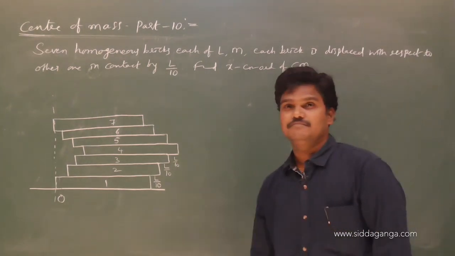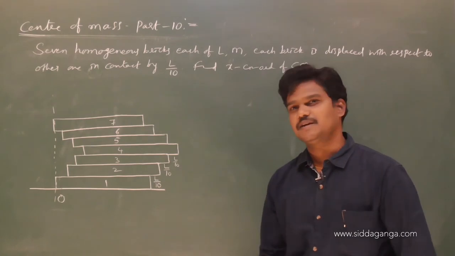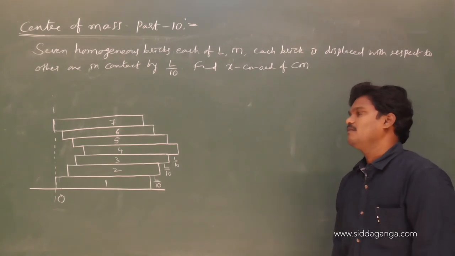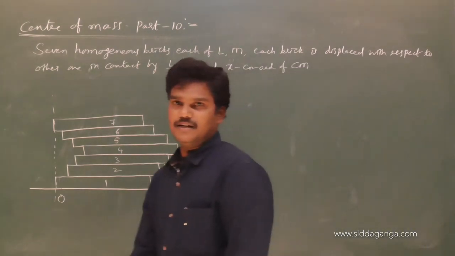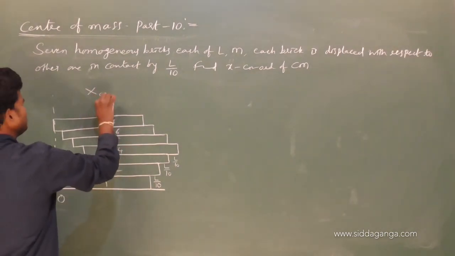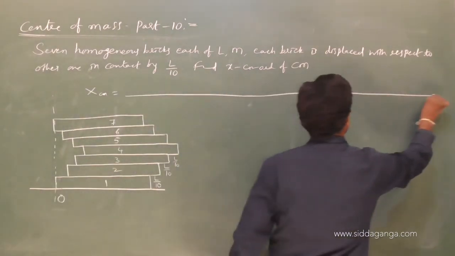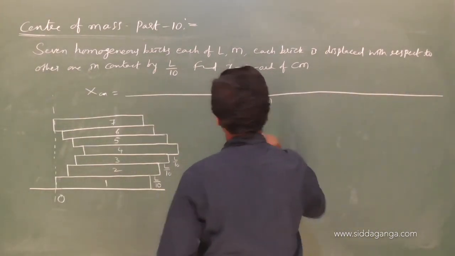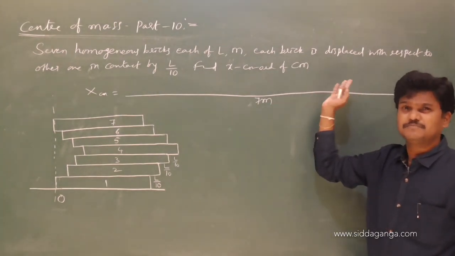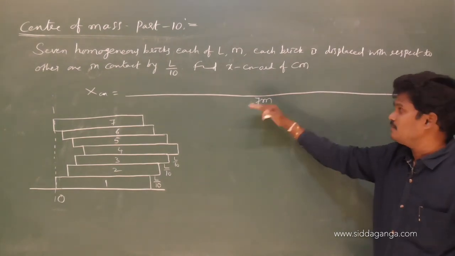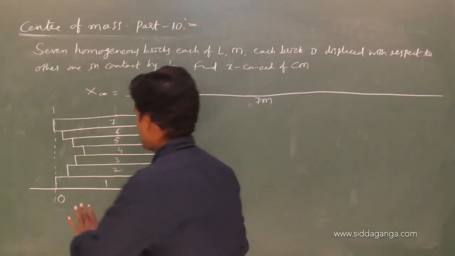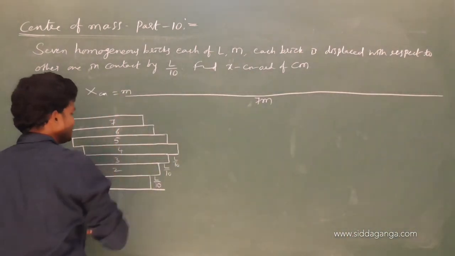There are 7 bricks, identical bricks. Each has mass m and length l. Now let me write xcm directly. How many masses in total? 7m, 7 blocks. m1x1 plus m2x2 plus m3x3, m4x4, m5x5, m6x6, m7x7, divided by m1 plus m2 plus m3, and so on, which is 7m. So 7m in the denominator. m1x1: what is m1? m1 is m.